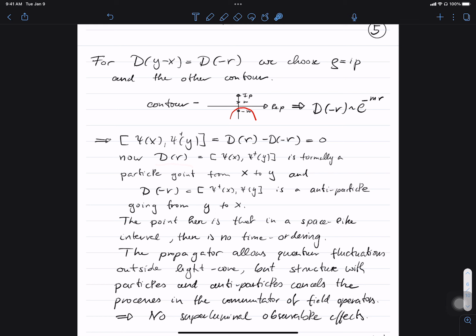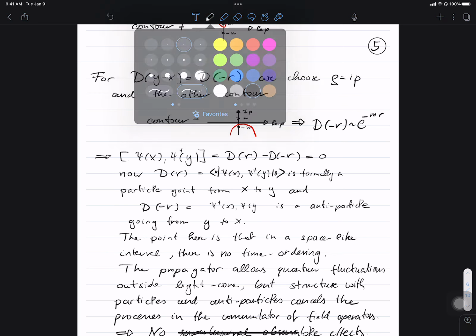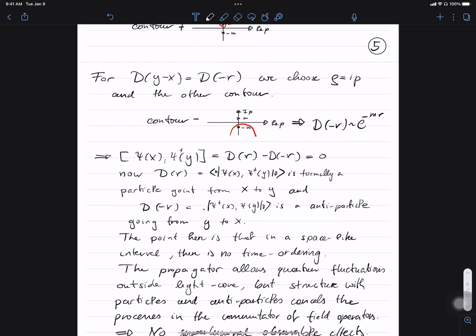Now, the r is formally a particle going from x to y, and the other, d minus r, is an antiparticle going from y to x. Because we have to write them out, here is actually the vacuum, creation and annihilation operators. Let's be consistent. We have creation and annihilation from the vacuum state, and this is particle propagation, while this is an antiparticle propagation.